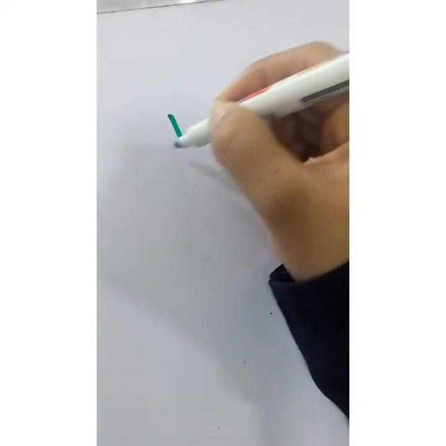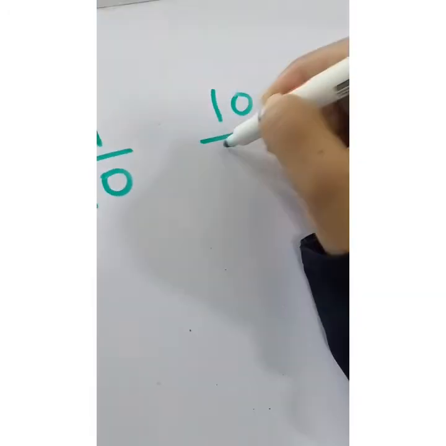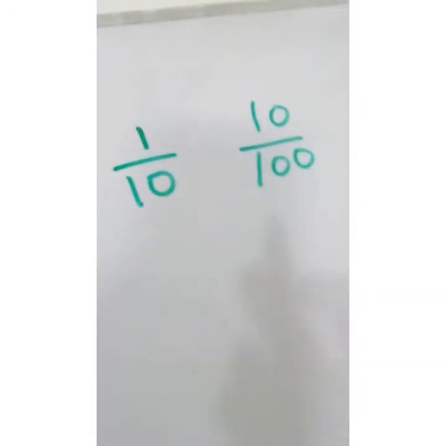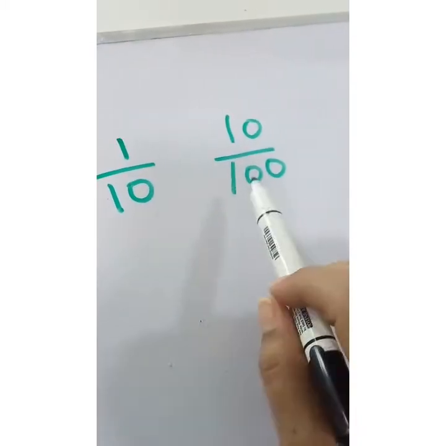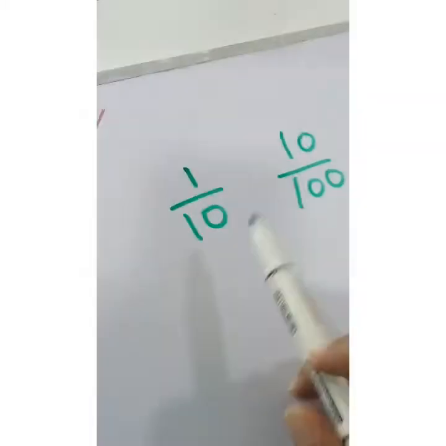Okay, let us recall what we have learned about equivalent fractions before we go to page 207 in the pupil's book. We said that equivalent fractions are fractions that have different denominators and different numerators, but they have the same value. For example, 1 over 10 and 10 over 100. When we look at these two, they have different numerators and different denominators, but they have the same value.